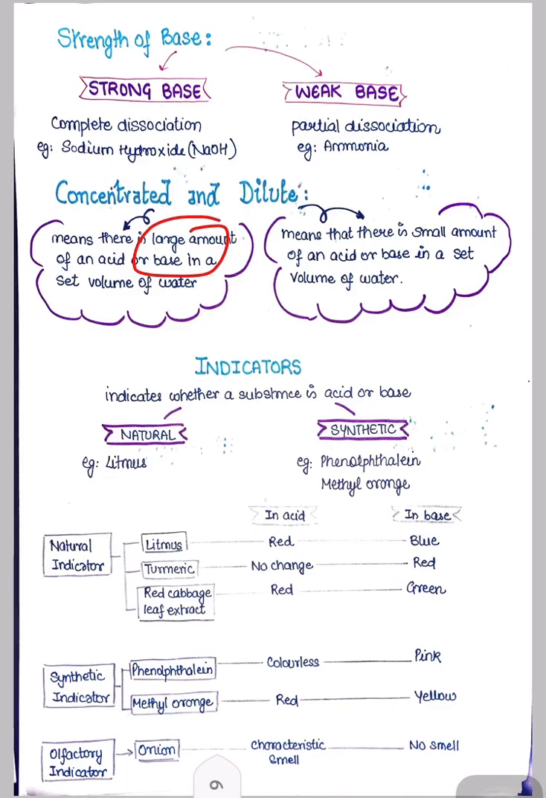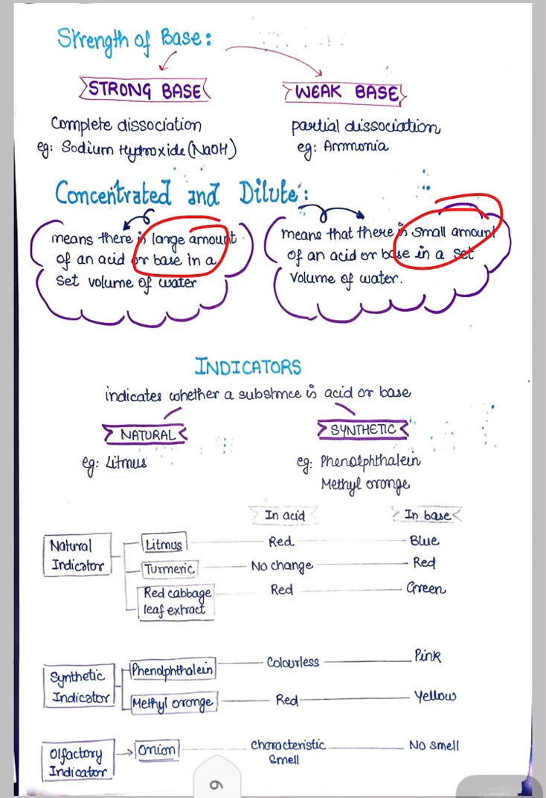And what does dilute mean? There is a small amount of an acid or base in a set volume of water. So in dilute, water will be more, and in concentrated there will be a large amount of acid or base. Now the very big question arises: how can I know which substance is an acid and which is a base? For this we have indicators.